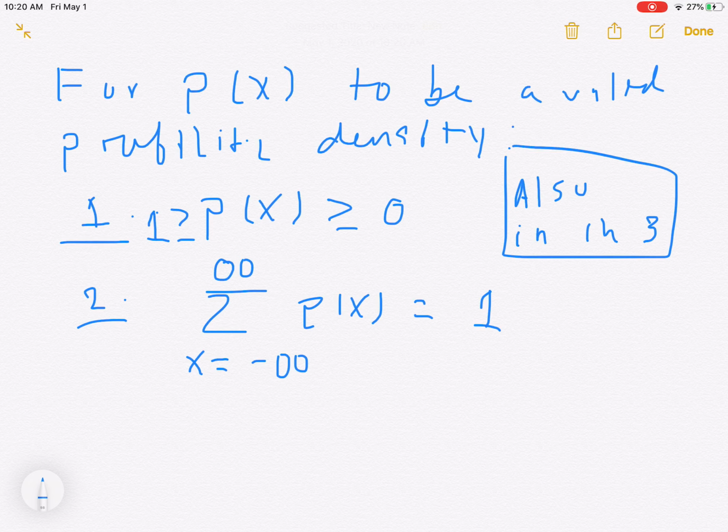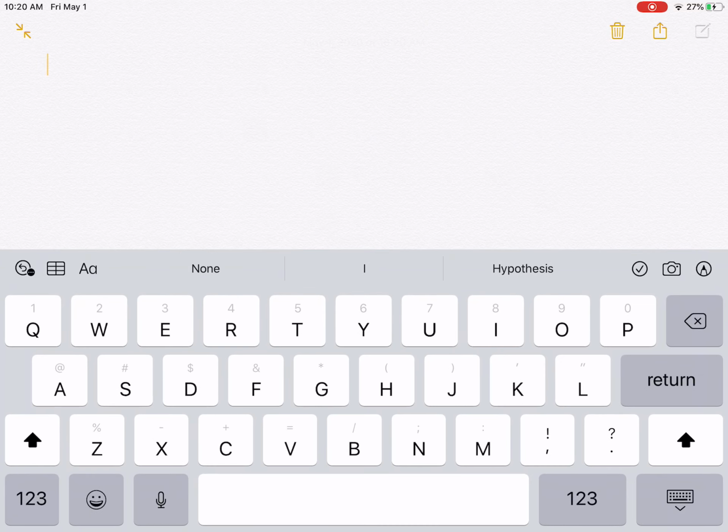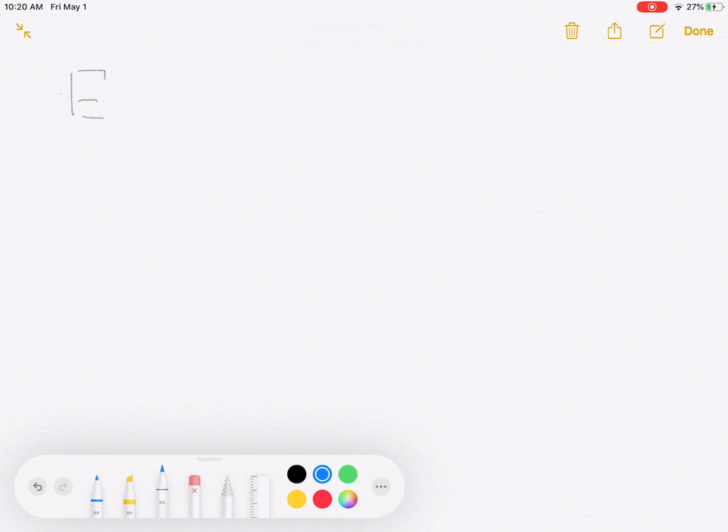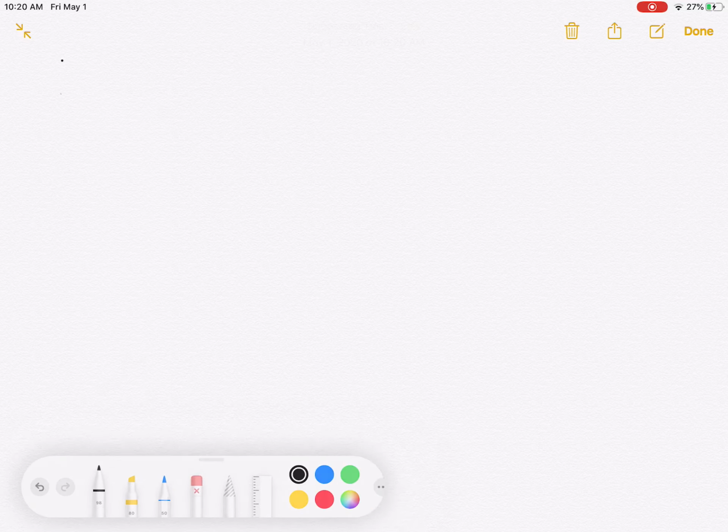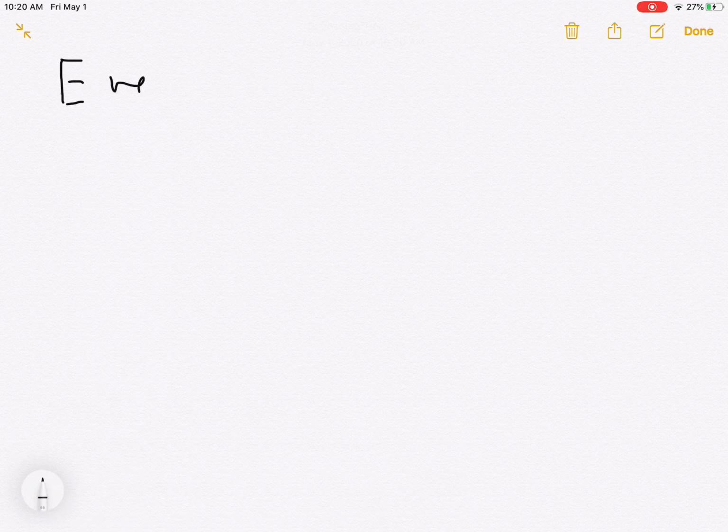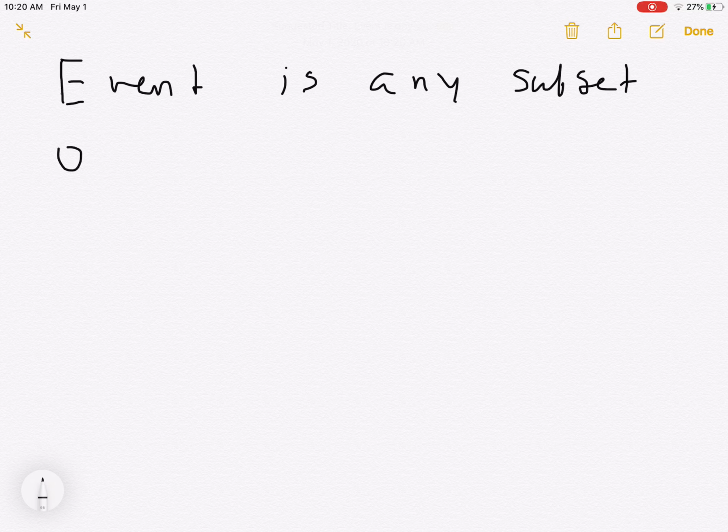I'd like to go back to that example and let me just discuss very briefly what an event is. So an event, let me use a different pen here. An event is any subset of the sample space.